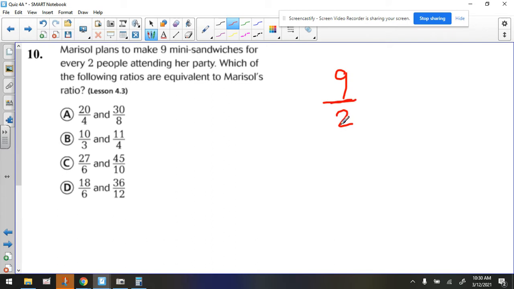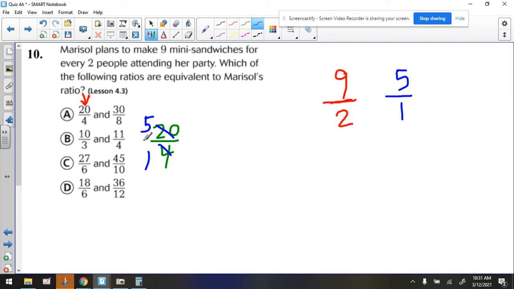Now we can't simplify that, so that means we have to take a look at each of the choices and maybe use cross products or consider simplifying the ones that are in the answer choices. So let's look at choice A. We're going to take a look at this one first. So that's a 20-to-4 ratio. Now, just to make this a little bit easier, if we simplify this by dividing by 4, this divided by 4 is 1, this divided by 4 is 5. So that's a 5-to-1 ratio. So let's use the simplified version of it and compare it to 9/2 and use our cross products.